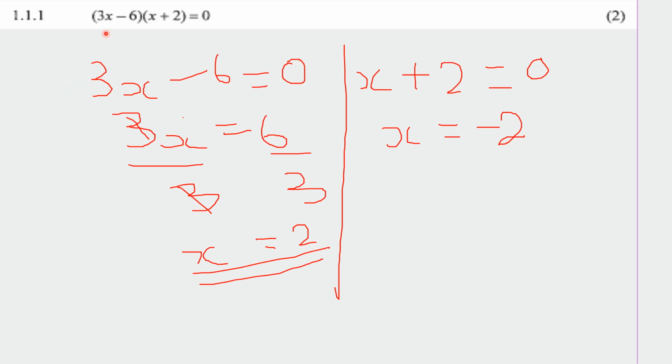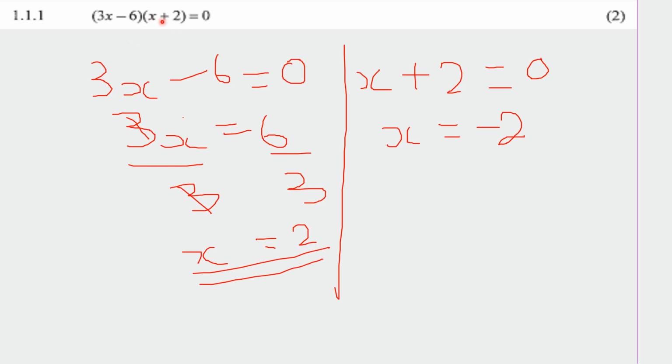If you plug in 2, you will get 0. If you also plug in minus 2, you will also get 0. Remember, if you get only 3x minus 6 as 0, that means everything is 0. And also, if you only get x plus 2 as 0, that means everything is 0. So when you substitute your first x, which is 2, you're going to substitute 2 here, and also 2 here. You're not going to substitute 2 here and negative 2 there. No. Substitute 2 and 2 there.